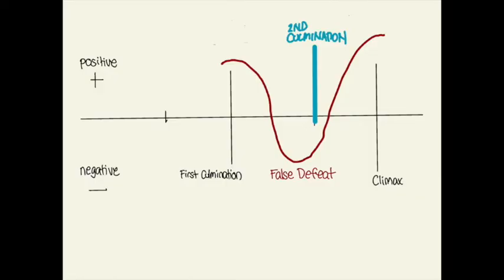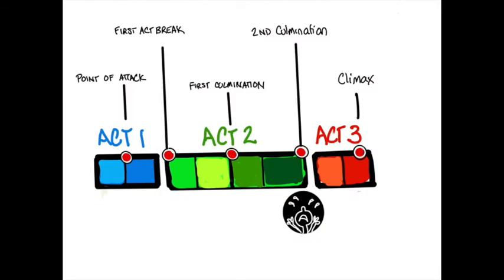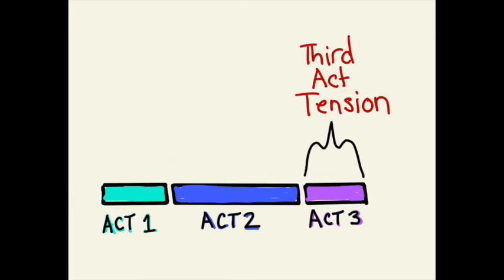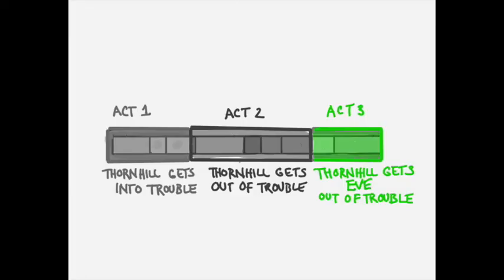Just before or just after the second culmination is often a dark night of the soul. This is the hero's lowest point in the whole story, in which all seems lost. But soon after the main tension is resolved, at the second culmination, a new third act tension is established. It could be that the protagonist discovers one final way to get what they want, or it could mean that the protagonist now wants something entirely different, like Thornhill. All he wanted in the second act was to find Kaplan and clear his name, but in the third act he wants something new, to save Eve.